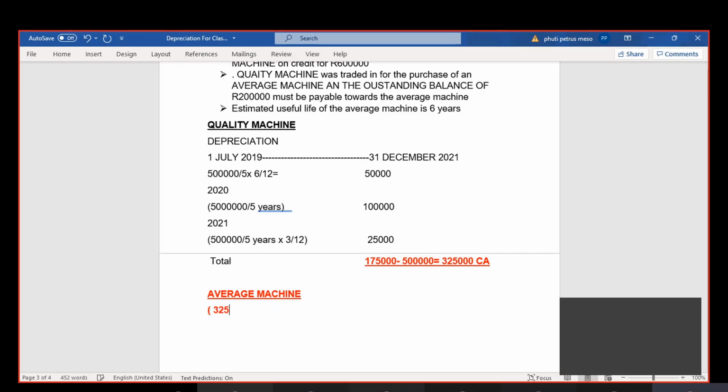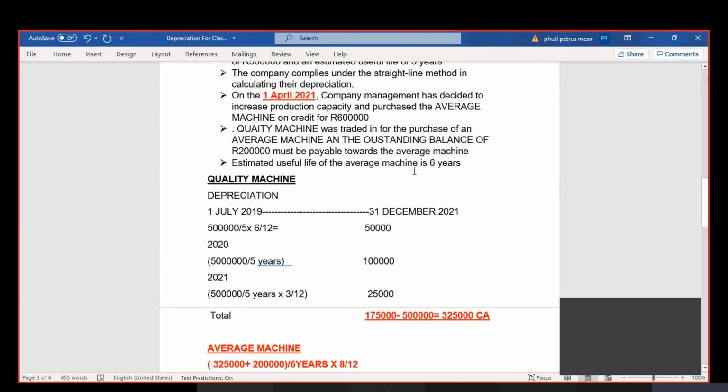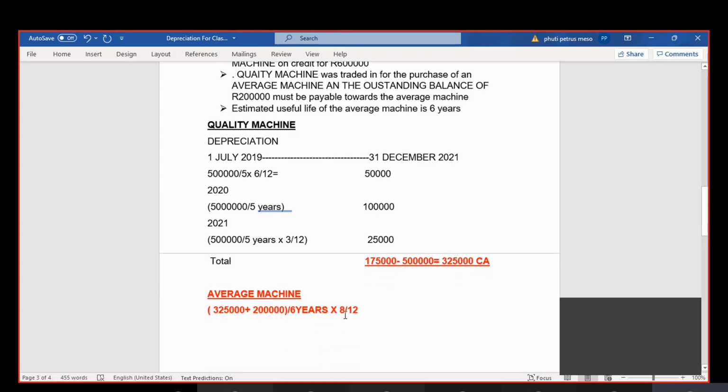Right, let me write it down for you. It's 325,000 rand, and then you add 200,000 rand, divided by 6 years. Times May, June, July, August, September, October. 8 months. Divided by 12. Correct. I think you should start counting from the 1st of April because it's still in the beginning. May, June, July, August. 9 months, apologies. All right, no problem. So you'd say 9 divided by 12. Yes. Okay. How much is your depreciation?